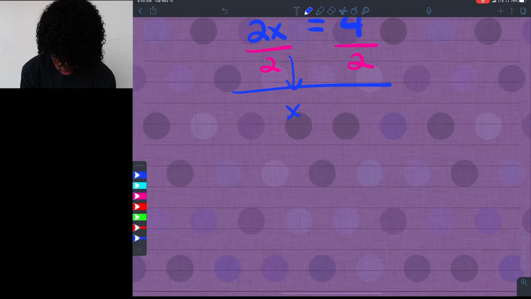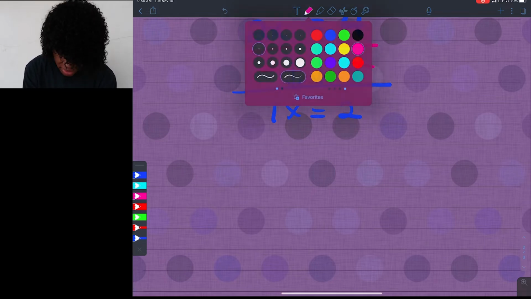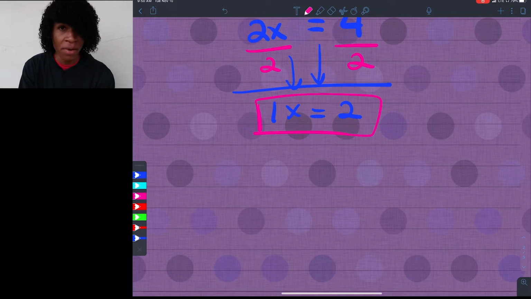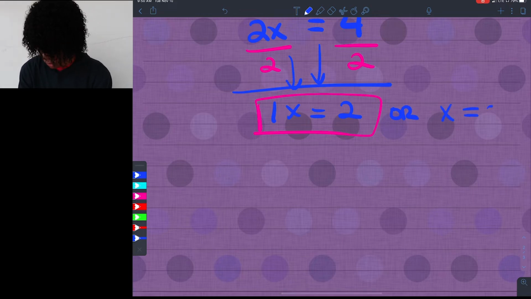Bring down my x. 2 divided by 2 is 1. Bring down your equal sign. 4 divided by 2 is 2. Good. And ta-da, if you want to leave it there again, I'm happy with that, fine, for now. However, it's not good form. Good form would be to leave it as simply x equals 2.